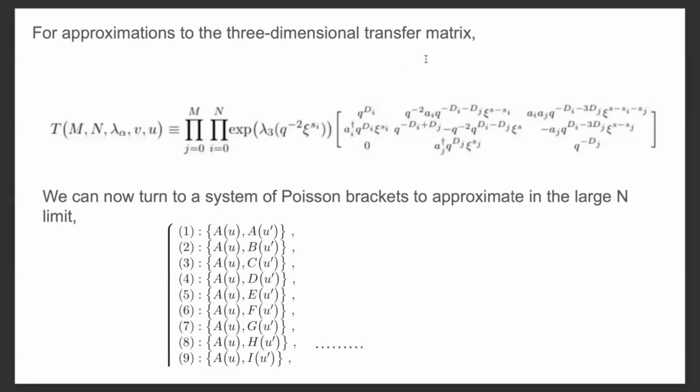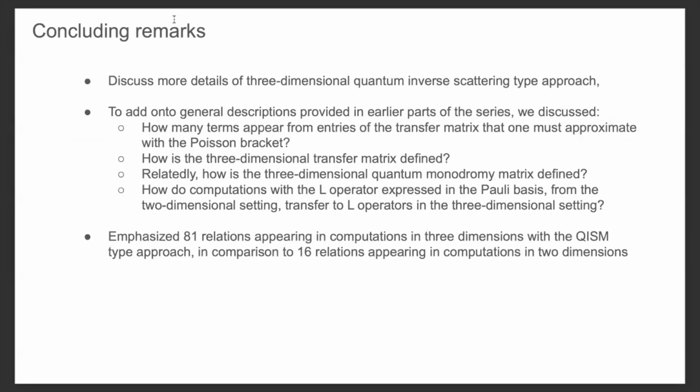And so for approximations of the three-dimensional transfer matrix as given by an expression of a matrix product of this form, we closed out the last presentation of the series by talking about how we can turn to a system of Poisson brackets to approximate the large N limit and how that's related to the two-dimensional system of Poisson brackets. The concluding remarks for the three-dimensional case were that we were discussing more details of the three-dimensional quantum inverse scattering type approach, and how to define and further make sense of the Poisson bracket and how the dependencies from the entries of the transfer matrix with the Poisson bracket help us gain information about the three-dimensional quantum monodromy matrix.